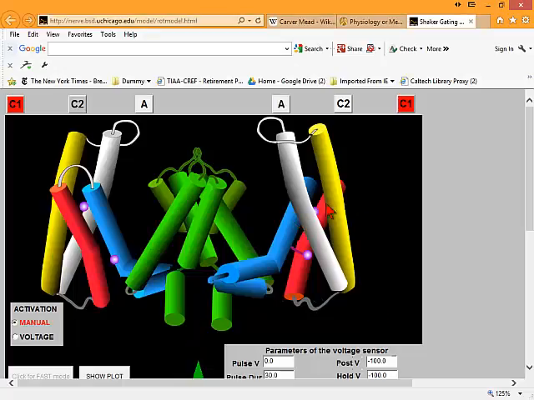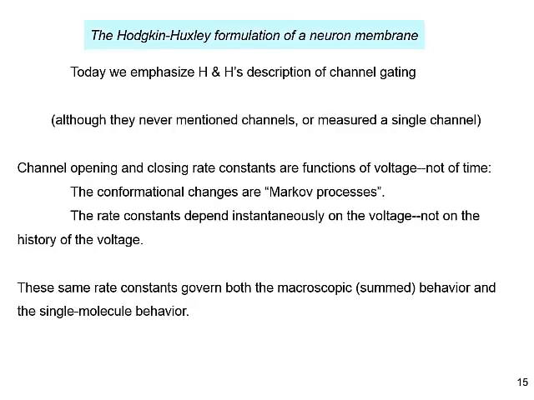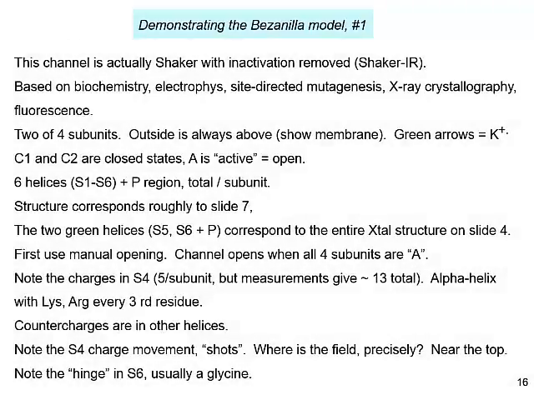Okay, now, here is the simulation of a membrane, and we're going to show you the following events. The channel is actually Shaker that's been simplified. It's been mutated to remove inactivation, and I will tell you a little about activation later. The model is based on several types of evidence. It's based on biochemistry, electrophysiology, lots of site-directed mutagenesis, X-ray crystallography more recently, and fluorescence. The model shows only two of the four subunits.